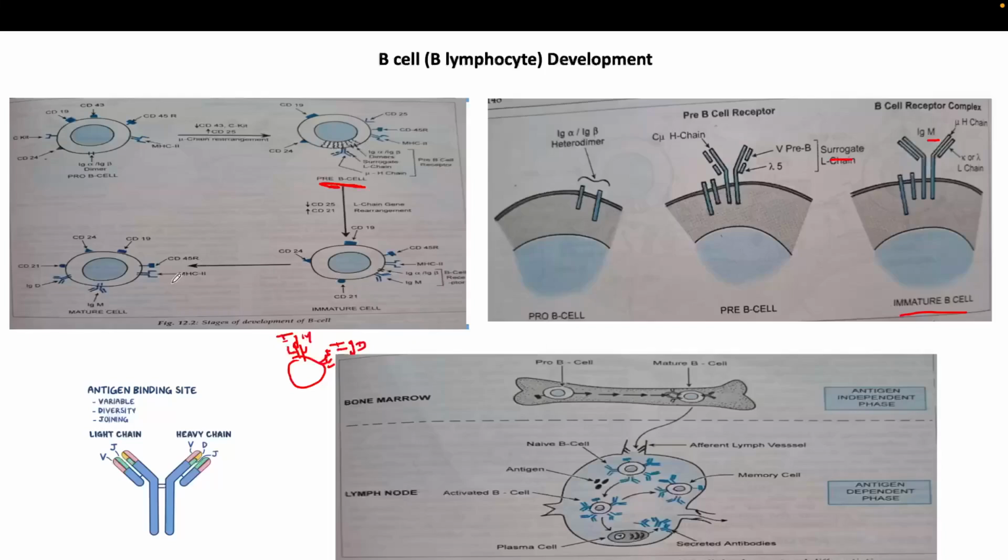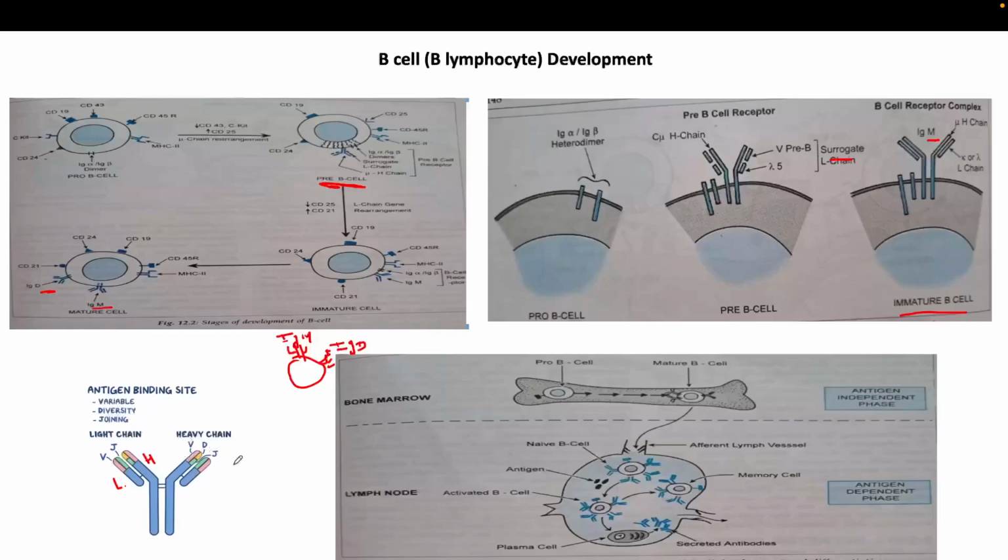Here you can see that in the mature B cell there are two types of antibody: one is IgM and the other is IgD. Then it is called the mature B cell. When I talk about rearrangement, what is happening there? In the antibody there are two chains, the heavy chain and the light chain. These are made up of different types of genes, called the variable, diversity and joining genes.